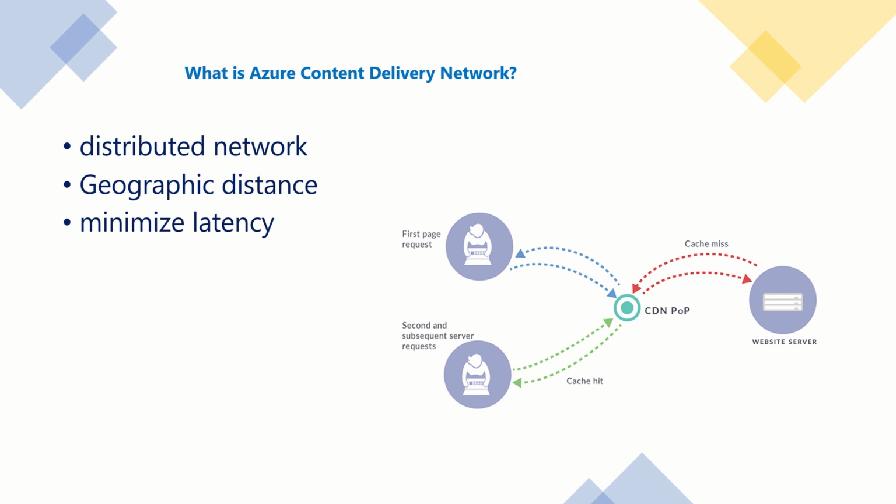The first point is the distribution network. Azure CDN is a distribution network of servers that is used to cache and store content that can be accessed by computers requesting it around the world, and also for geographic distance. Geographic distance between a website user and the server hosting the site can be a major contributor to latency.